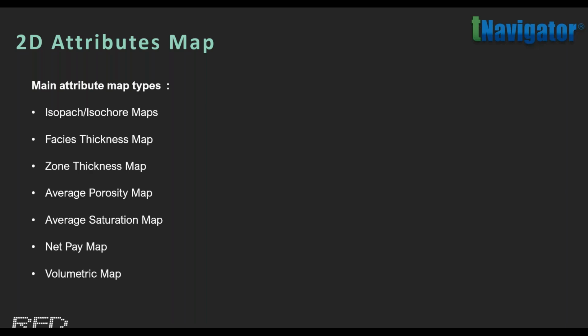So the second part is how to create 2D attributes maps. Typically, geologists like to create this, right, because there is certain information that is below seismic resolution, right? So for instance, your sand thickness distribution, your isopach, isocore maps, your facies thickness map, or maybe your zonation map thickness, right? Or you want to create your average porosity map. These can all be done, of course, in tNavigator.